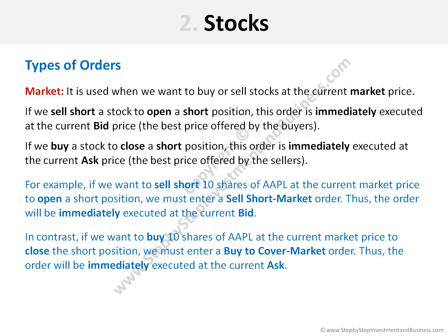When the market order is used to open or close a short position, it works as follows. If we sell short a stock to open a short position, this order is immediately executed at the current bid price, the best price offered by the buyers. Remember that if we open a short position, we will sell the shares that the broker lends us at the current market price. So, with the market order, the sale will be made at the bid price.